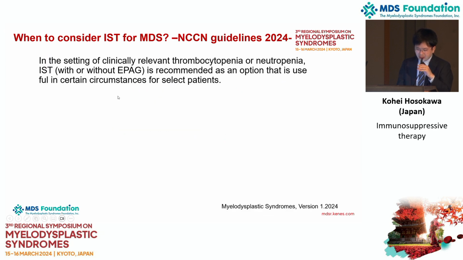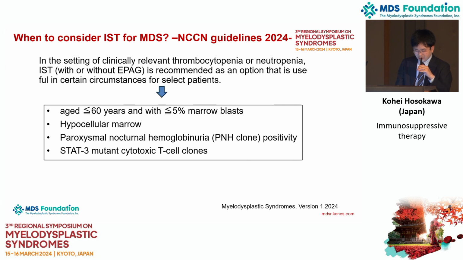So they said that IST is recommended as an option that is useful in certain circumstances for selected patients. So what are the certain circumstances? They summarize them as young age, low blast count and hypocellular marrow, and the presence of a PNH clone and STAT3 mutant CTL clones. I will briefly summarize this result.